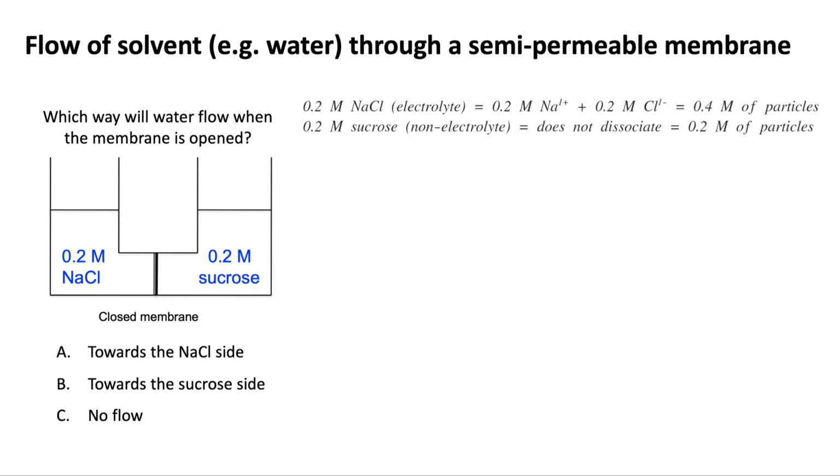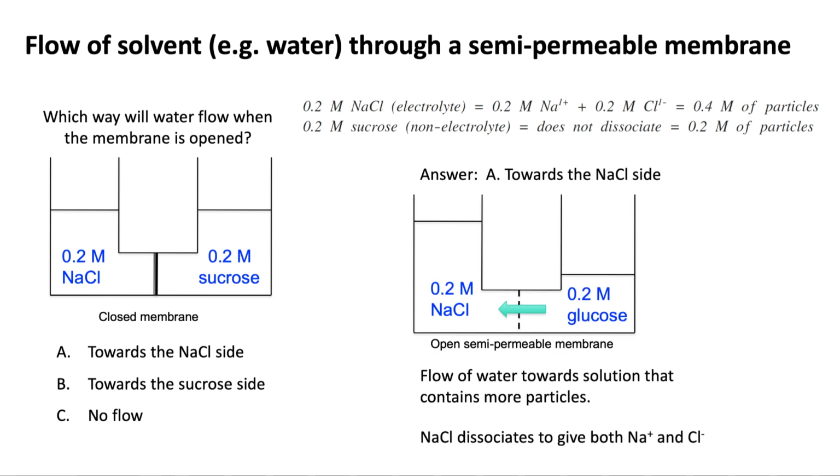Compare that to the sucrose that we said is not an electrolyte. So yes, you start with 0.2 molar, and the total number of particles you have is 0.2 molar, because it does not dissociate. So once again, if you base this off the total number of particles, we have 0.4 molar of particles on the left-hand side in the sodium chloride, compared to just the 0.2 molar of particles on the right-hand side with the sucrose. So once again, your fluid is going to go from right to left to try to reduce the osmotic pressure from the higher number of particles present on the sodium chloride side.